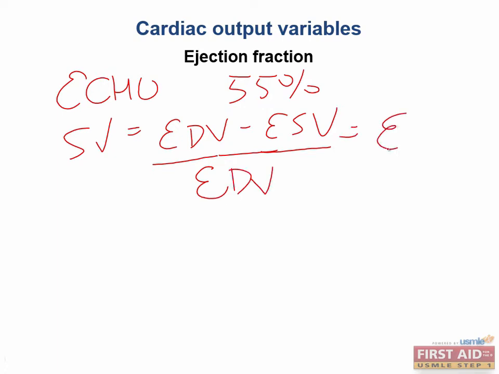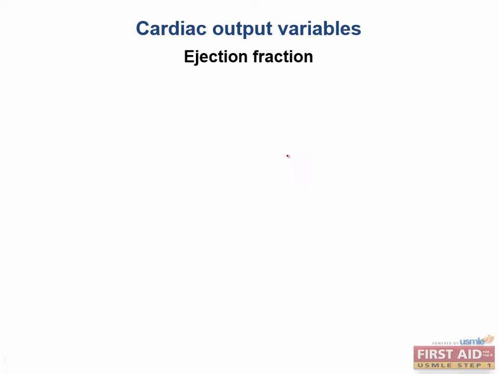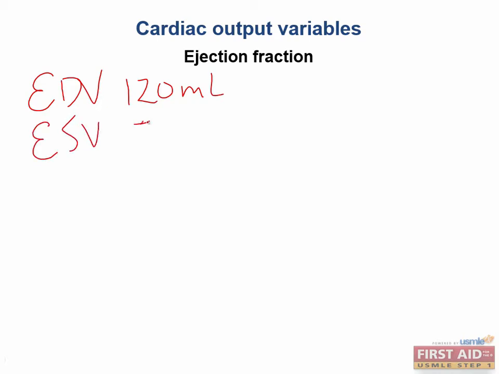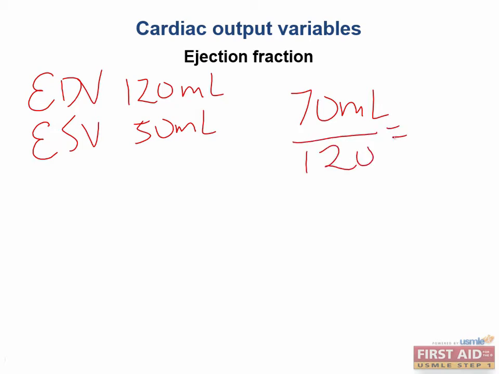Because ejection fraction is a ratio, not an absolute number, it is normal in diastolic dysfunction and abnormal in systolic dysfunction. So let's say normally our end diastolic volume is 120 milliliters, and these are the exact actual numbers for normal. Our end systolic volume is 50 milliliters. So our numerator, the stroke volume, is 120 minus 50, or 70 milliliters. Now we divide that by 120, and we get our ejection fraction to be 58%. This is a normal ejection fraction.